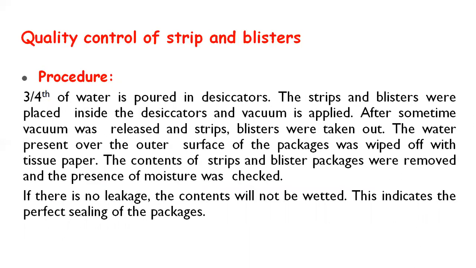Quality control of strip and blister packagings. Procedure: 3/4 of water is poured in desiccators. The strips and blisters were placed inside the desiccators and vacuum is applied. After some time, vacuum was released.